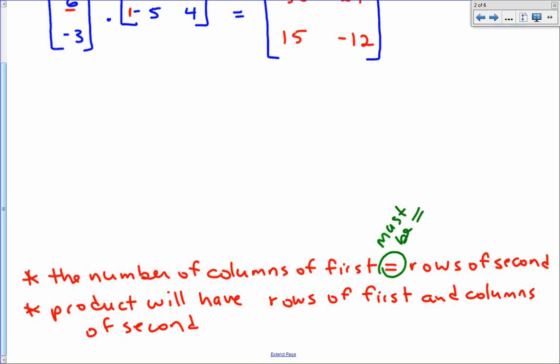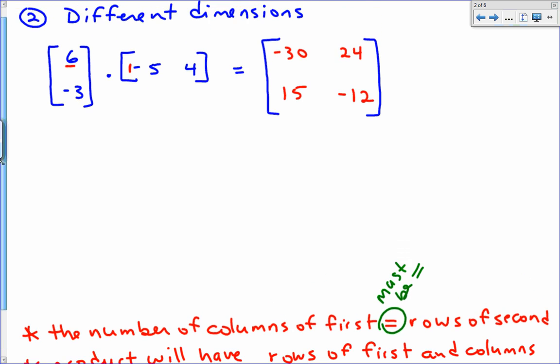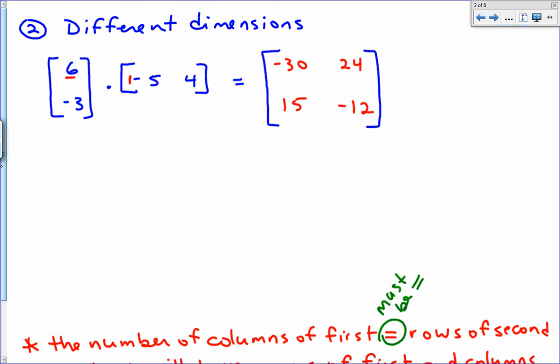Okay? And your product will have the rows of the first and the columns of the second. So the dimensions of the product are not necessarily the same as the matrices that you started with. In example 1, the product was the same size as the original ones, and in the second example, the dimensions are different from the original ones. So we're going to look at next, how can we figure that out?